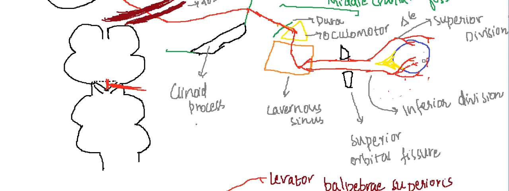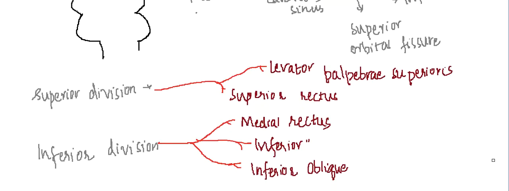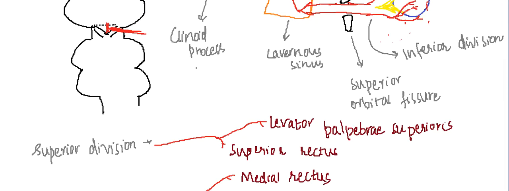I did not tell about the parasympathetic nerve supply, but the superior division, if you see, it supplies the levator palpebrae superioris, and it also supplies the superior rectus. The inferior division will supply medial rectus and inferior rectus and also inferior oblique. Okay, not the lateral rectus, sorry, that's a correction.